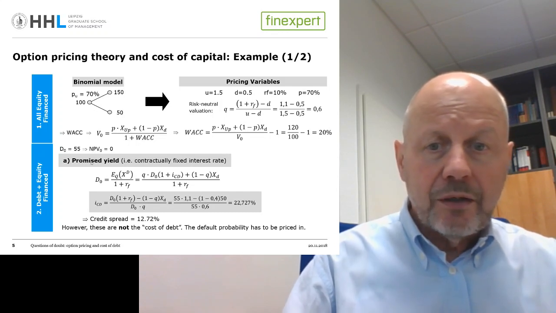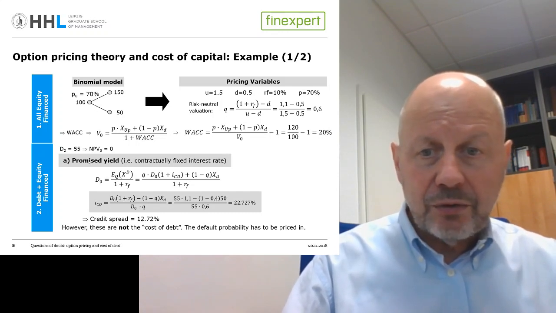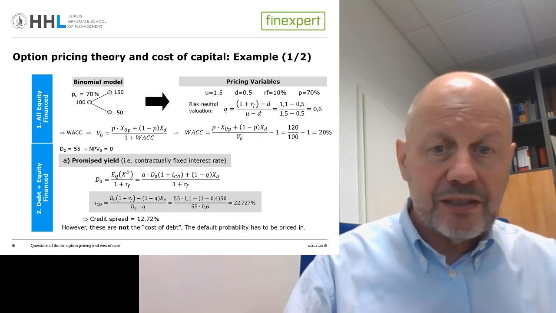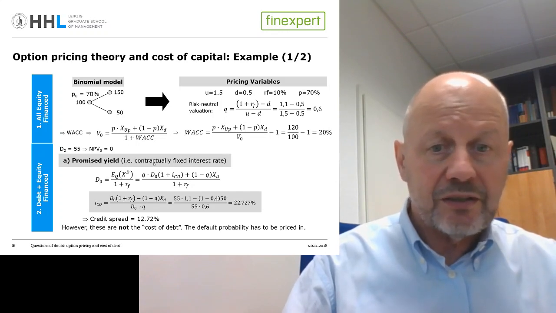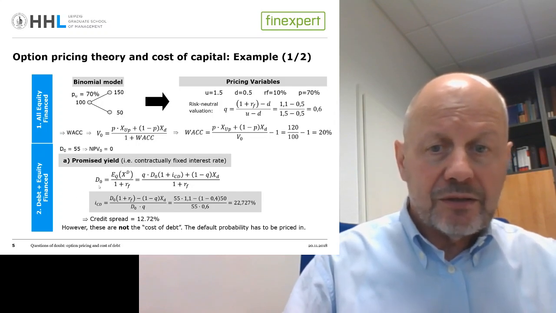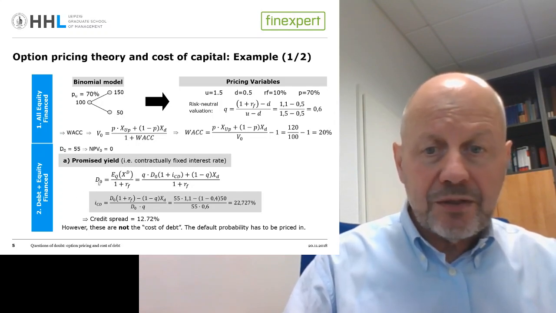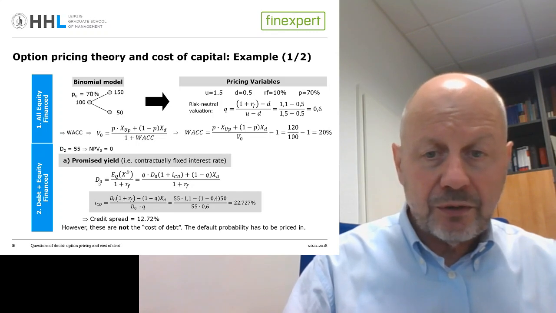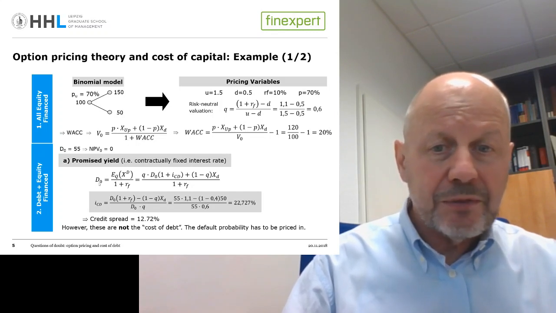So the next step in this calculation is to look for the promised yield, that is the contractually fixed interest rate. And here the idea is that the net present value of the credit holders must be equal to 0.